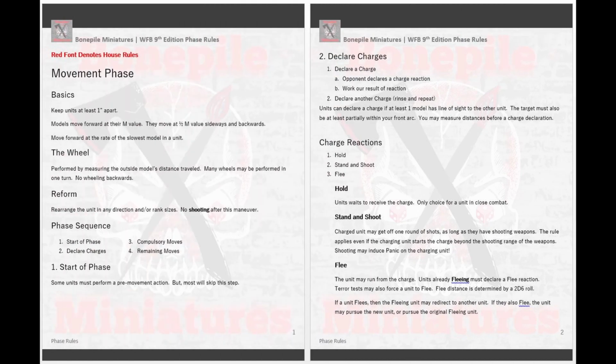Okay, so now you are looking at the first page of rules. And starting with the movement phase, you can see that all the text on this page is in black. So there are no changes here. Basic movement is the same, the wheel and the reform are the same, declaring charges is the same, and charge reactions are the same. So let's go to the next page.